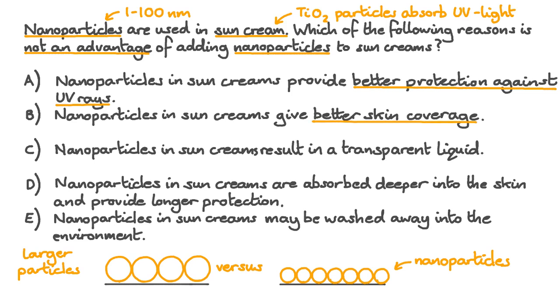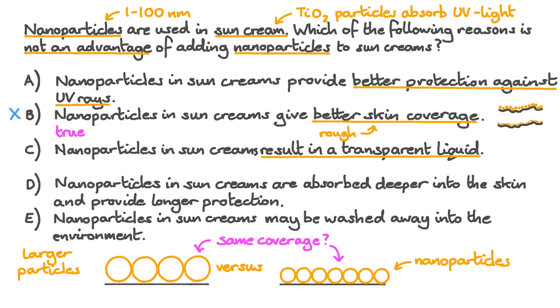The second suggestion is that nanoparticles in sun creams give better skin coverage. On first look, it looks like big particles will cover a surface just as well as small particles. But skin is actually quite rough and uneven. Smaller particles will fit into the holes and gaps much better than bigger particles. And you'll use a smaller mass of particles to cover the same surface area. And it's a clear advantage that nanoparticles give better skin coverage in sun creams than larger particles, so this is not our answer.